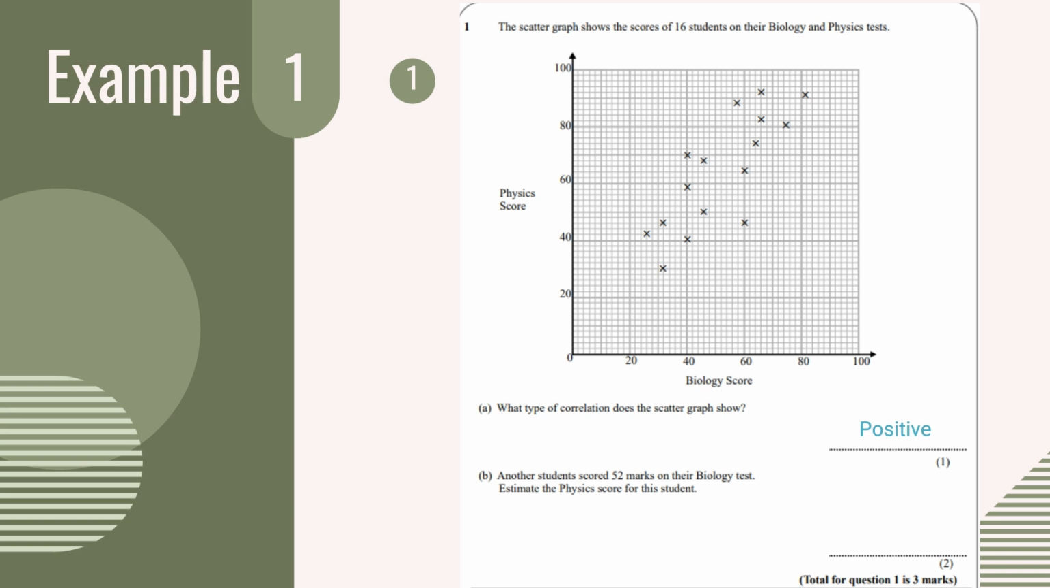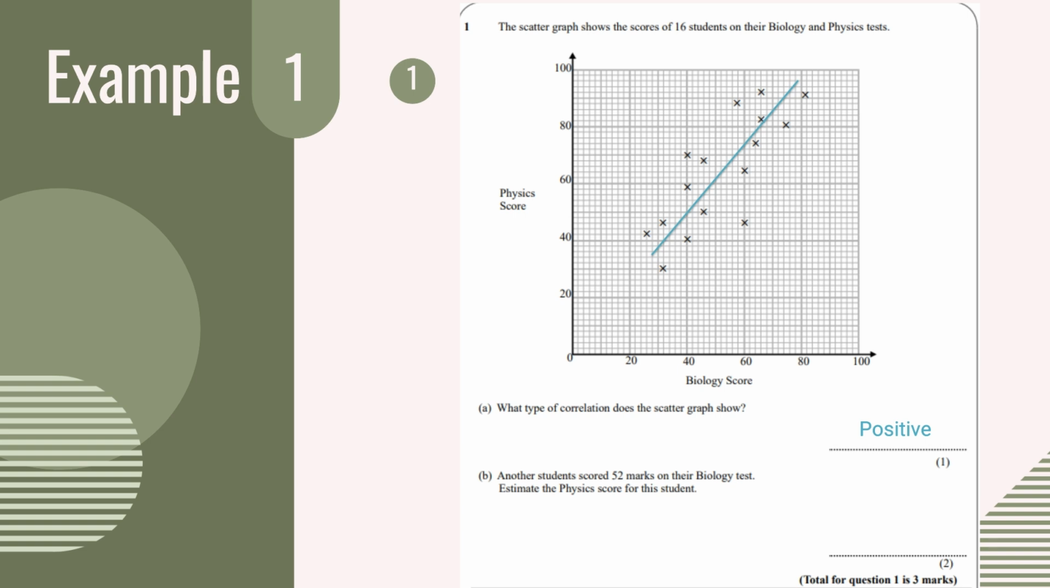Now, we can't just draw a line up from 52 on the biology score, as that will give you 52 on the physics score. What we need to do first is draw a line of best fit. We draw a line of best fit because it helps us make an assumption. Make sure when you're drawing your line of best fit, you have half your data above the line and half your data below the line. It doesn't have to be exactly half, but getting it closer to half gives you a reasonable solution.